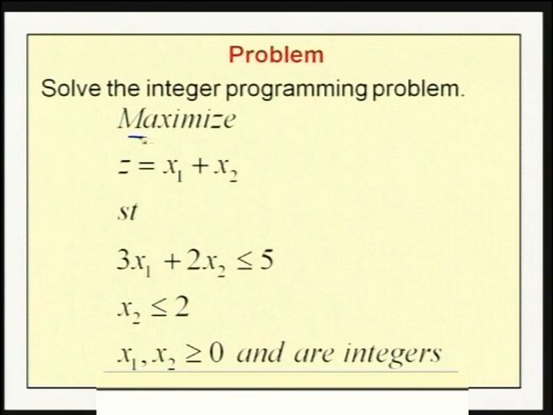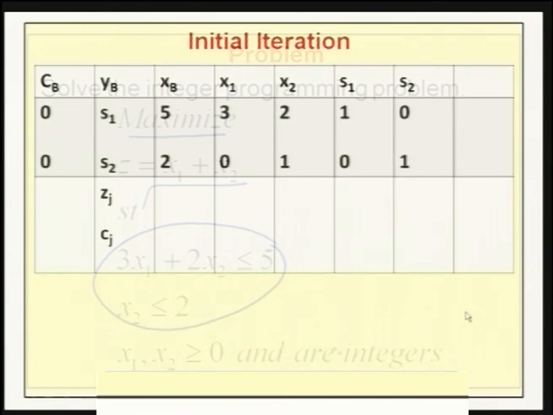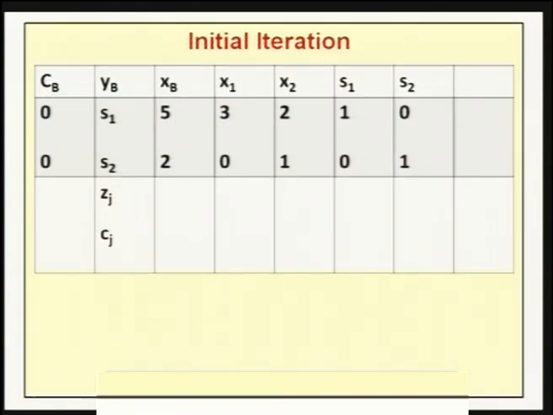So, consider the problem. Solve the integer programming problem. Maximize z equal to x1 plus x2 subject to the constraints 3x1 plus 2x2 less than or equal to 5, x2 less than or equal to x1, x2 greater than or equal to 0 and are integers. By rewriting this LPP into standard form, we will get the first initial iteration, this one.